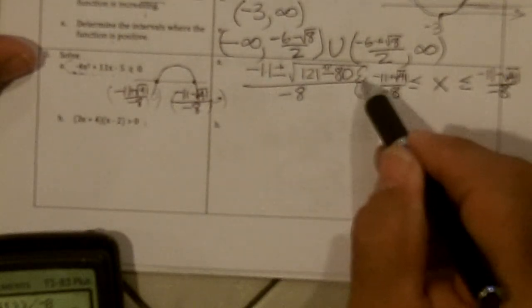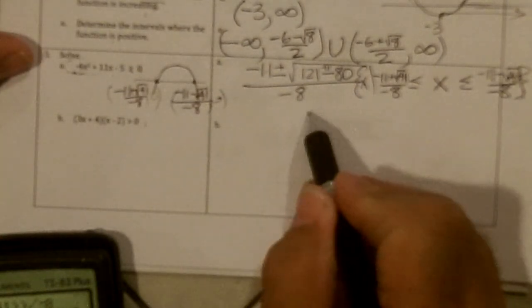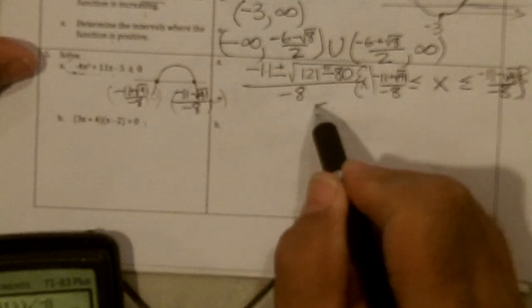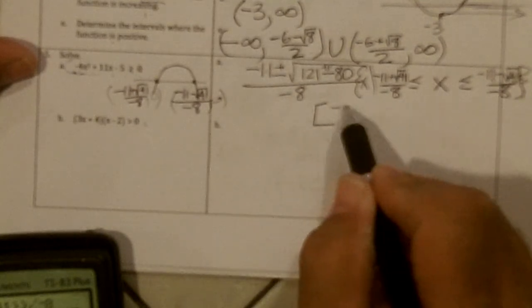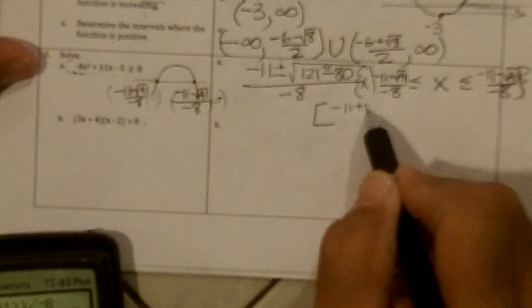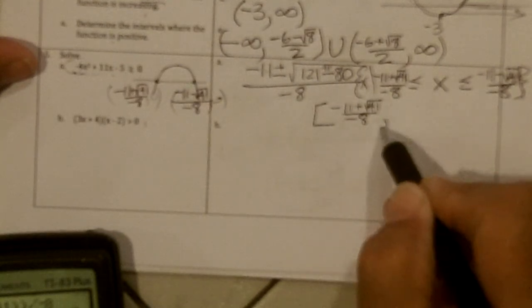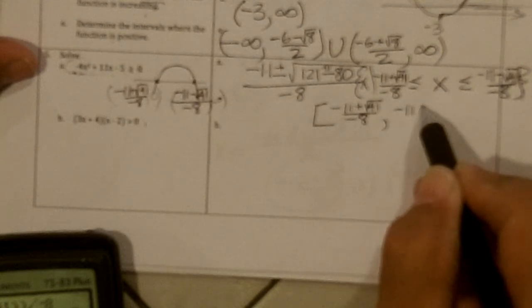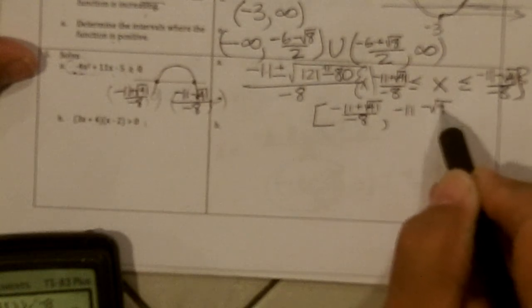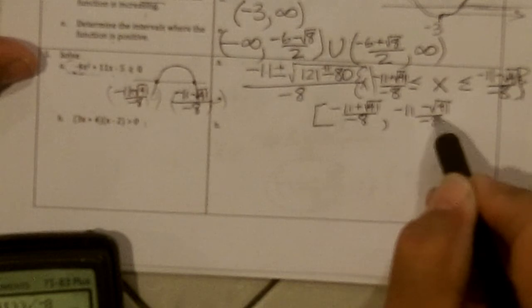And do set notation. Or I can just do interval notation, which would be including from negative 11 plus the square root of 41 over negative 8 to negative 11 minus the square root of 41 over negative 8. Nope, square bracket on that side. That's the solution for 5a.